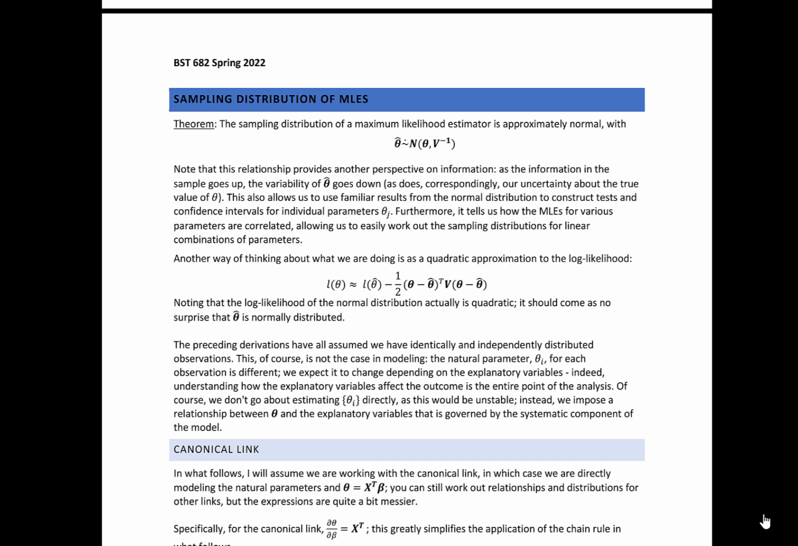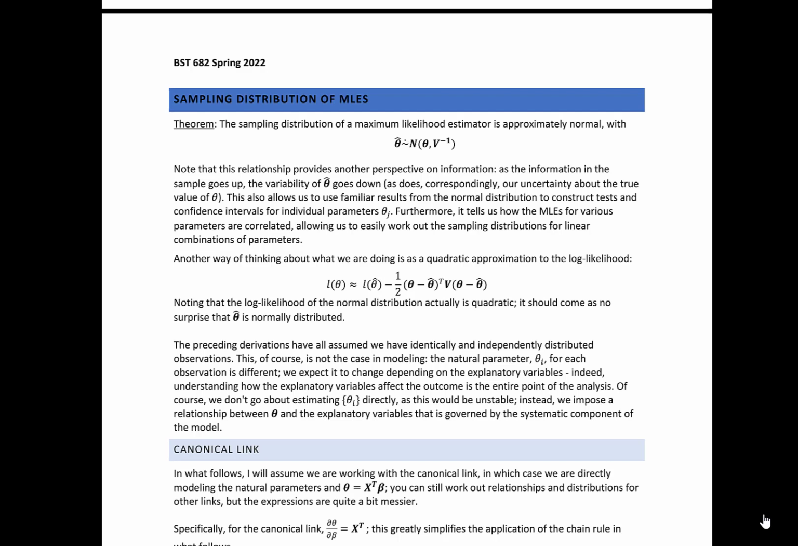the individual parameter theta. Furthermore, it tells us how the MLEs for various parameters are correlated, allowing us to easily work out sampling distributions for linear combinations of parameters. Another way to think about this is as a quadratic approximation of the log likelihood. Noting that the log likelihood of the normal distribution is actually quadratic, it should come as no surprise that theta hat is also normally distributed.